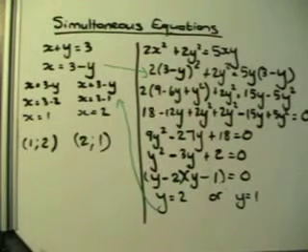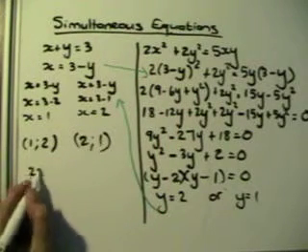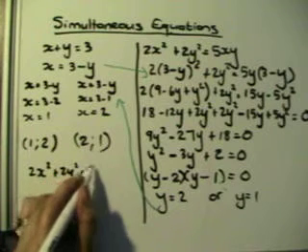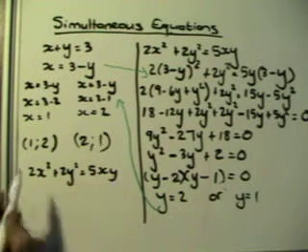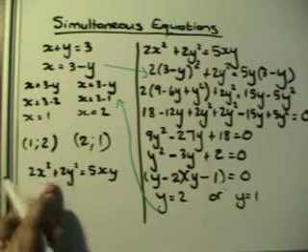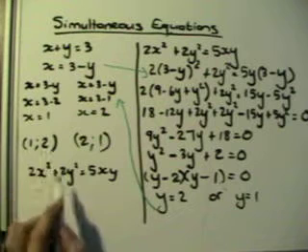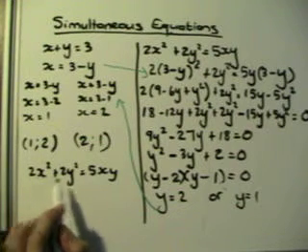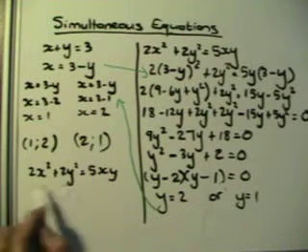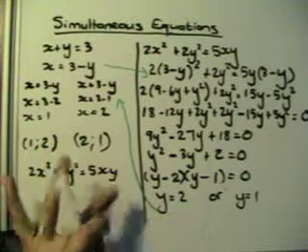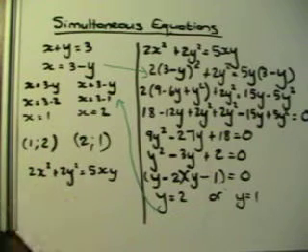Let's check this one. I'm just going to write it here: 2x squared plus 2y squared is equal to 5xy. So if x is 1, this becomes 2. And if y is 2, this becomes 2 times 2 squared, which is 8. So 2 plus 8 is 10. This side is 10 and this side is 5 times 1 times 2, which is 10. 10 is equal to 10.